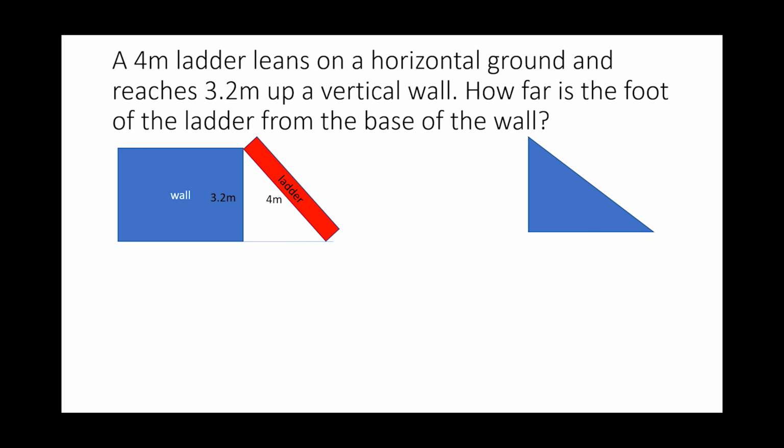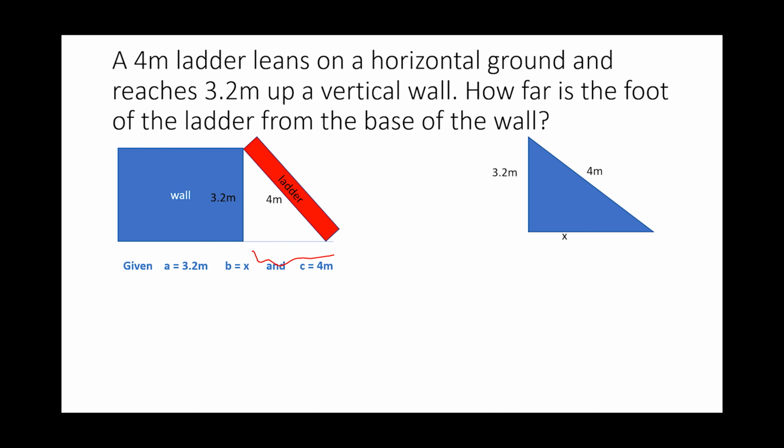This is our picture. The wall is 3.2 meters high. The ladder, when slanted, is 4 meters. Now we need to find the unknown side. This is what it is represented as in the triangle. We know our hypotenuse, we know one leg, and we need to find the other leg.